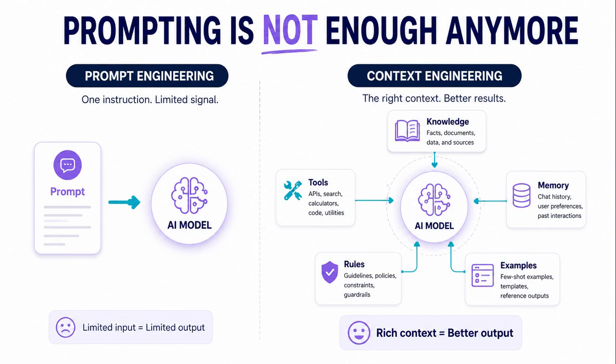A prompt may say, analyze this issue. Context provides the policy, data, examples, tools, memory, and rules. This is why context engineering matters. As AI moves from chatbots to agents, context becomes the real performance layer. Better context usually creates better, safer, and more useful AI outputs.